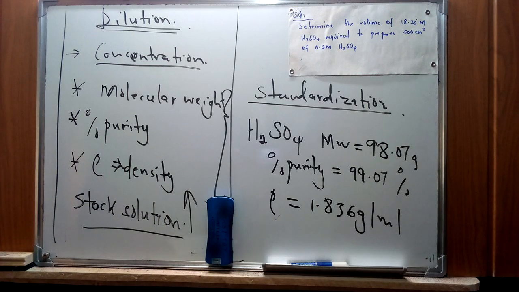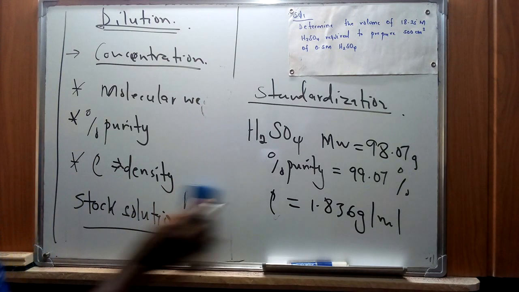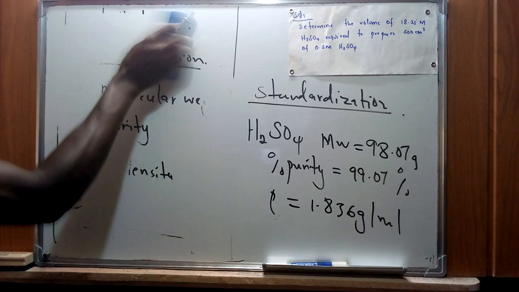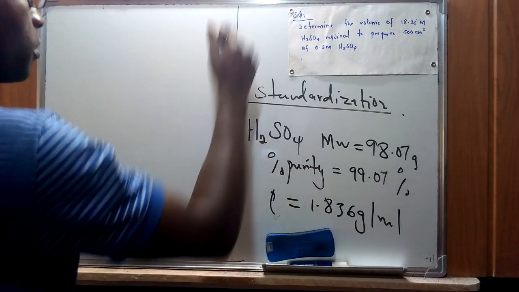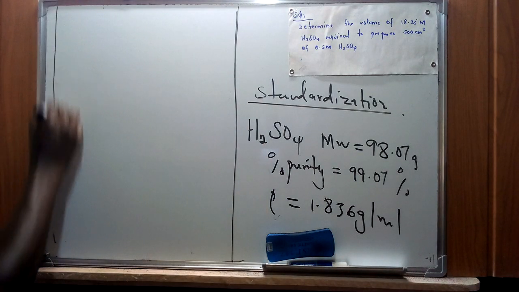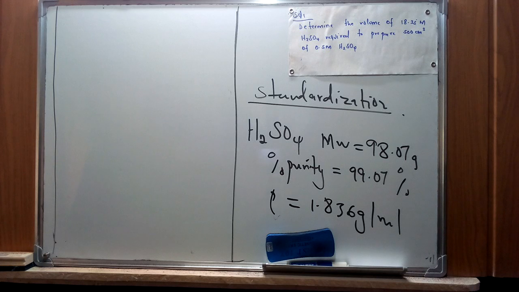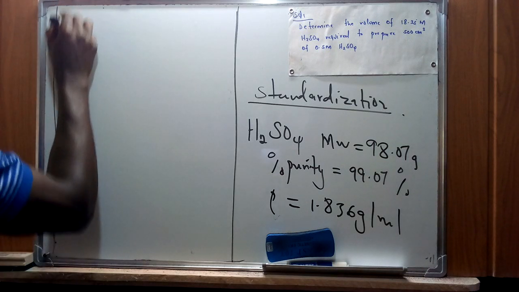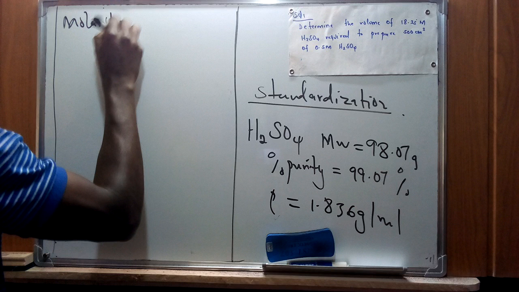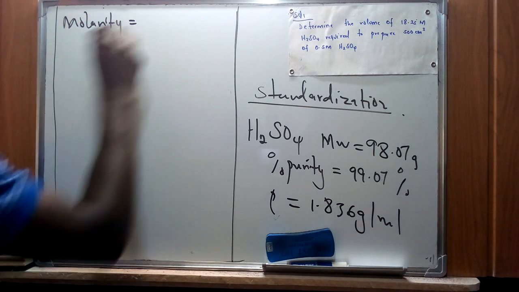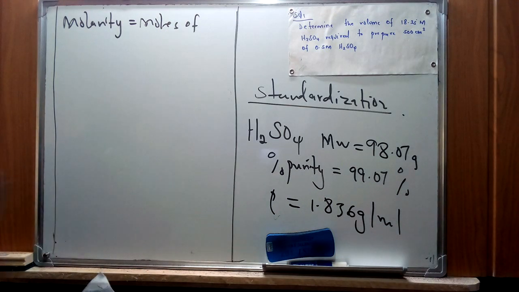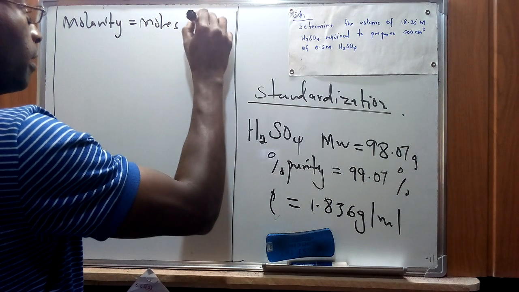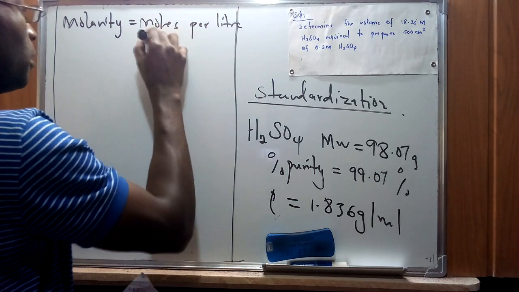Now from this stock solution, we can determine the molarity using the basic concepts that we have learned from the mole concept. We can find the molarity of this specific solution. Now we're going to use this information in order to determine the aspect that I've talked about, whereby we know that molarity is equal to moles per liter of a solution.